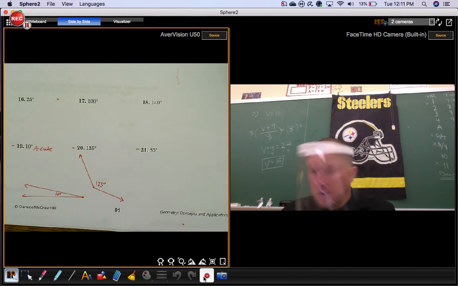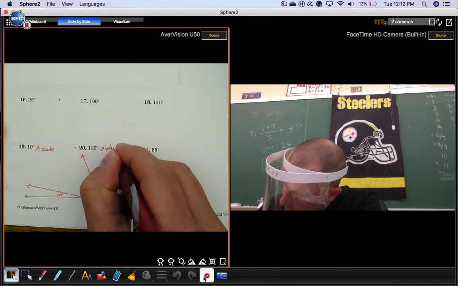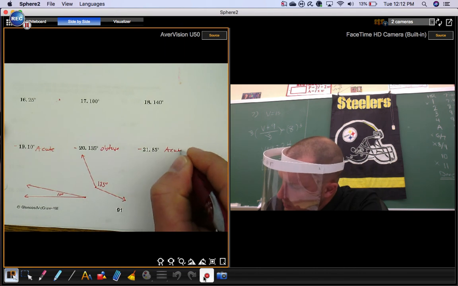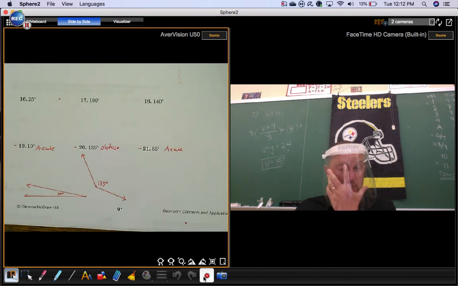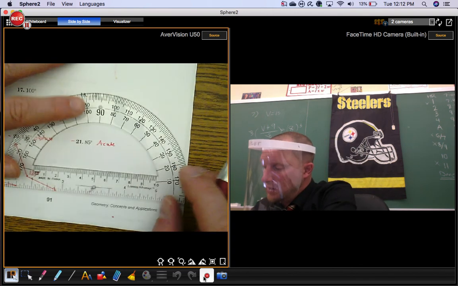Okay, we'll do one more. Number 21 is an 85-degree angle. And let me classify this. That's obtuse. This guy's definitely acute. It's going to look like a right angle from a distance, but it's not. It's a little bit less. It's acute.